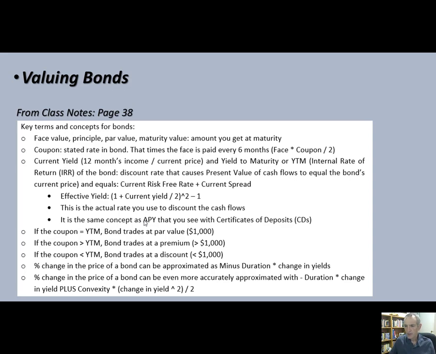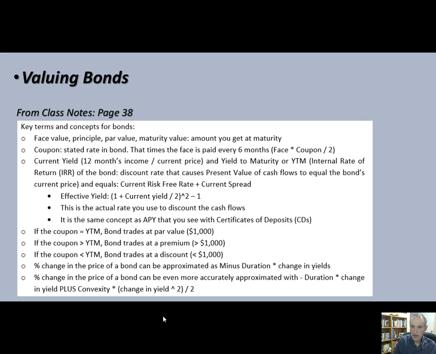Certificates of deposit often pay interest 12 times a year. If you pay interest 12 times a year, you take the yield expressed on the CD, divide by 12, and raise it to the 12th power. The APY is the yield you get if you leave the interest in the CD and let it compound. APY will always be higher than the actual stated yield, because they're assuming you're compounding every month or whatever period you're using.